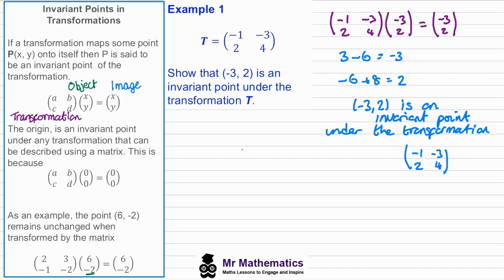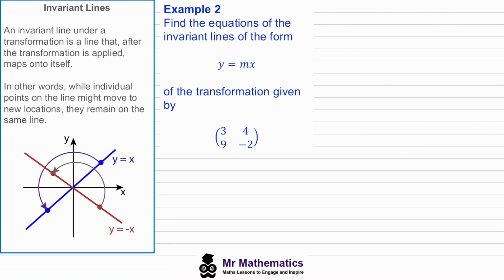In our next example, we're going to look at invariant lines. An invariant line under a transformation is a line that, after the transformation is applied, maps onto itself. In other words, while individual points on the line might move to new locations, they remain on the same line. So if this is our object, and we apply the transformation, and it's mapped onto this point to create the image, you can see the object and the image lie on the same straight line. So this line would be invariant. The same as here. If we map this object onto this image, this line would be invariant.